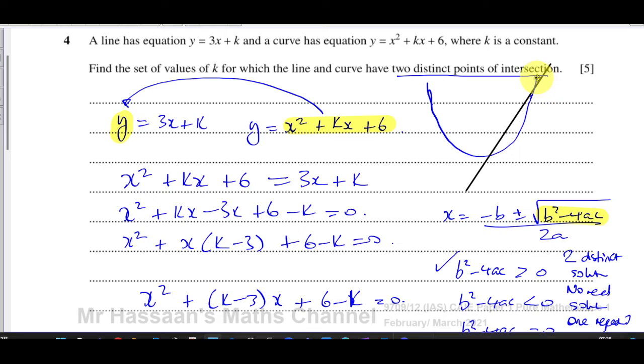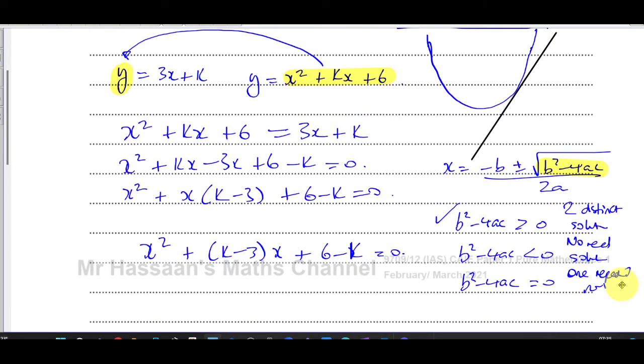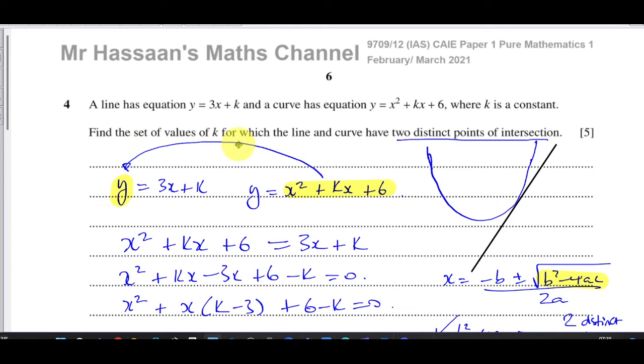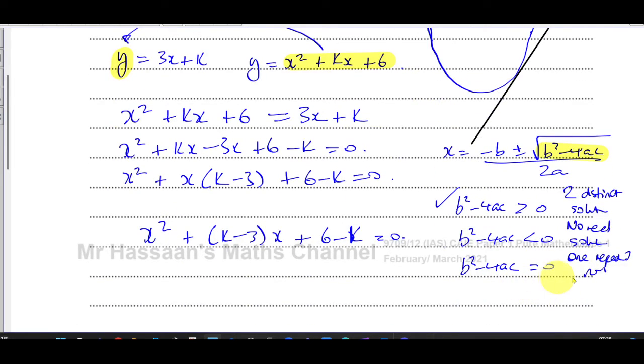The first case where they intersect in two distinct places. The second case where they don't intersect at all. The third case where the line is a tangent to the curve. That's when you have one repeated root, when b squared minus 4ac equals 0. So if the question said, find the value of k for which 3x plus k is a tangent to the curve, then we would say b squared minus 4ac equals 0.